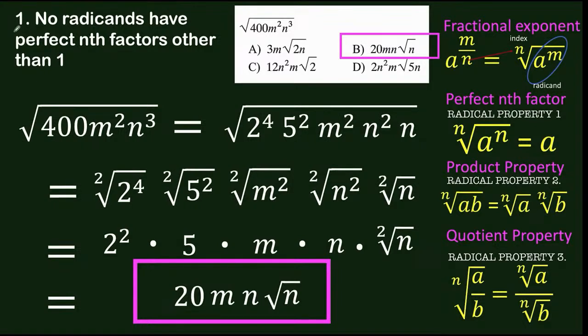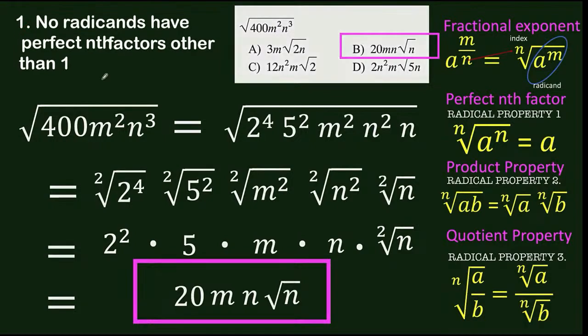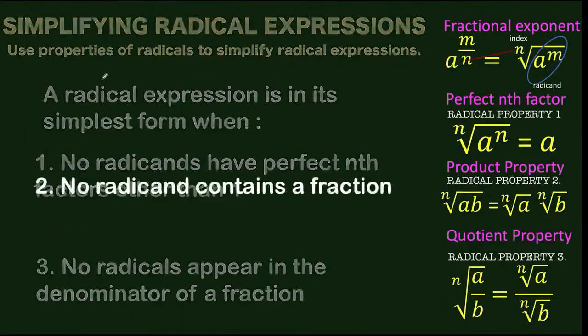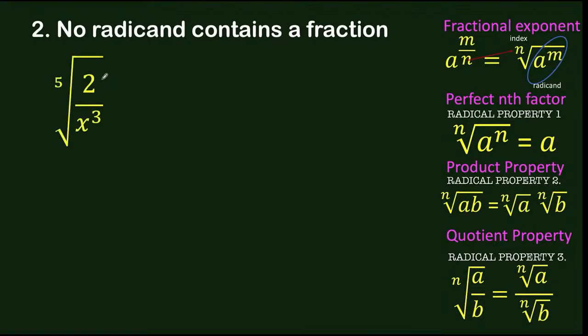So at this point, we are now done with the first condition to know whether a radical is in its simplest form or not. Let's proceed to the second condition. No radicand contains a fraction. So let's say we are given the fifth root of 2 over x cubed. So obviously, the radicand has a fraction. The radicand is 2 over x cubed. We do not want that to happen. So we need to eliminate this denominator x cubed.